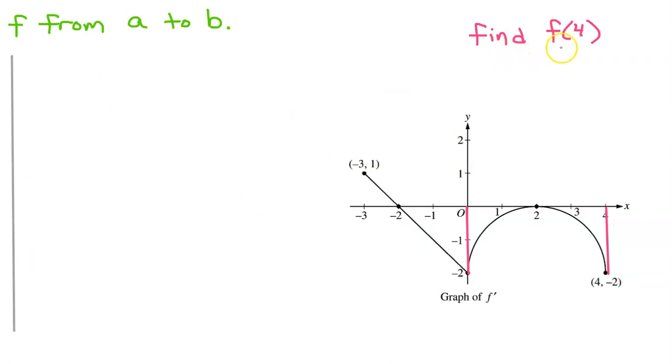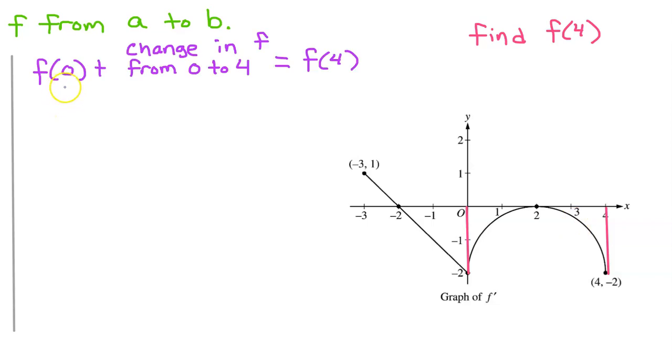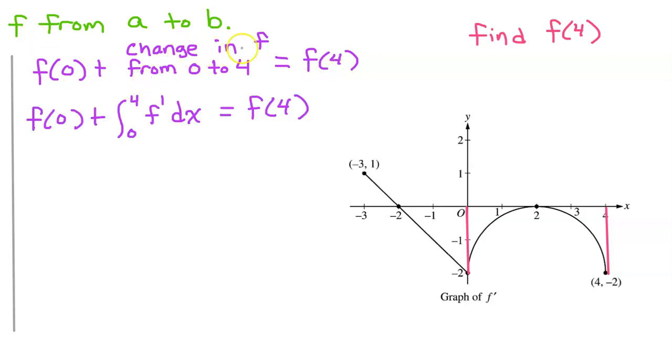To find the value of f of 4, let's set up an equation involving a starting value, an ending value, and the change in between. If you take the starting value f of 0 and add the change in f from 0 to 4, you should get the value of f at 4. Just remember that the change in f from 0 to 4 is the same as the integral of f prime from 0 to 4. So we have this equation.